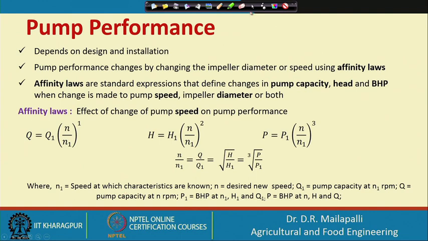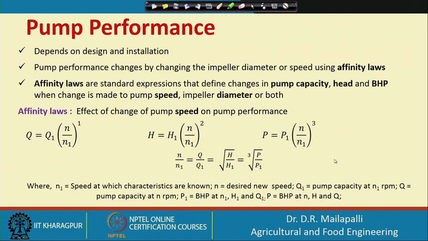Here, N1 is the speed at which characteristics are known, and N is the desired new speed. Q1 is the pump capacity at N1 and Q is the pump capacity at N RPM. P1 is the BHP at N1, H1 and Q1, and P is the BHP at N, H, Q. So, knowing the parameters, how do we estimate the other parameters for a particular change? That is the affinity laws.